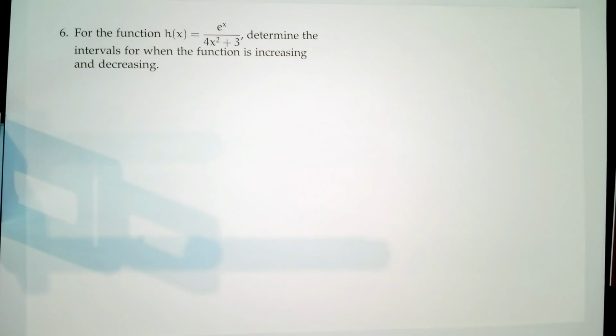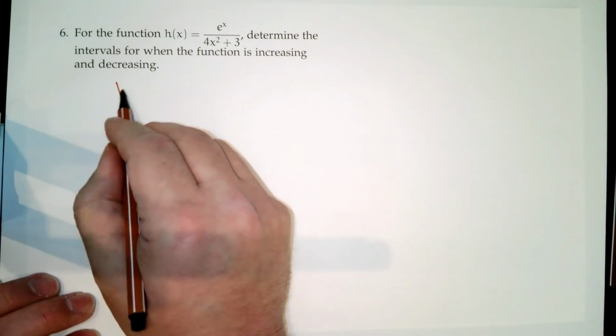Determine the intervals when the function is increasing and decreasing. Well, when do I know if something is increasing? What am I looking for? First derivative. Right? Concavity, concave up, concave down, that's second derivative. Increasing, decreasing, that's first derivative. So, here we go. First derivative.